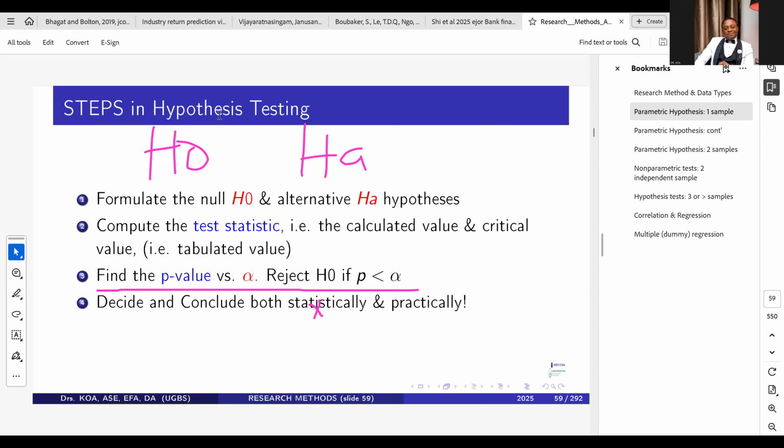Step 2. Choose the level of significance and determine the p-value. In fact, you can switch some of them. There's no direct order. Step 3. Compute the test statistic and the critical value.